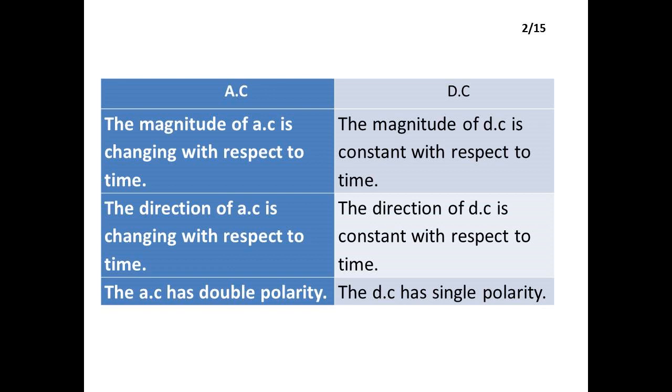The magnitude of AC is changing with respect to time. The magnitude of DC is constant with respect to time. The direction of AC is changing with respect to time. The direction of DC is constant with respect to time. The AC has double polarity. The DC has single polarity.